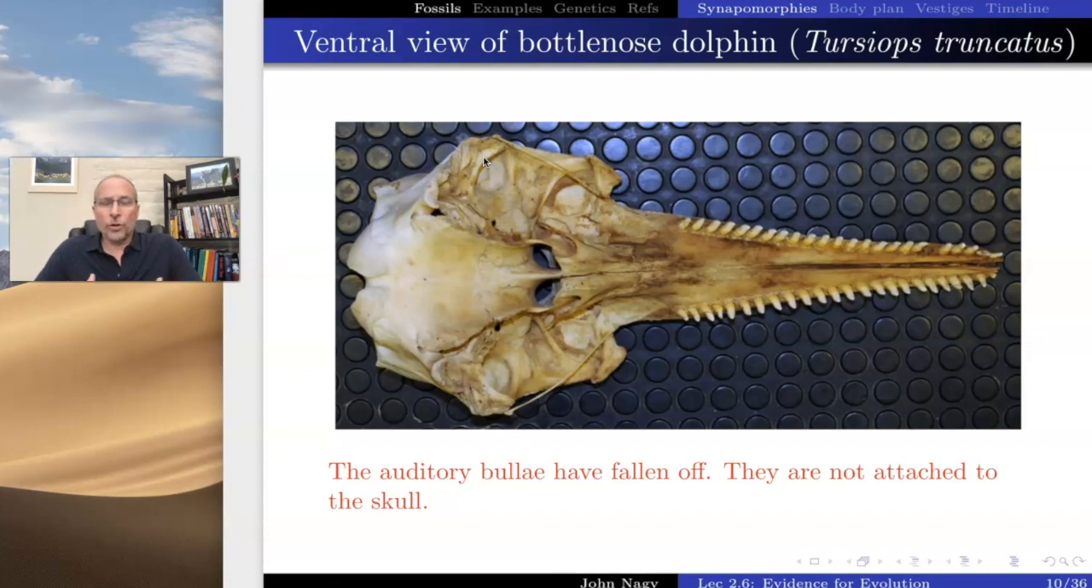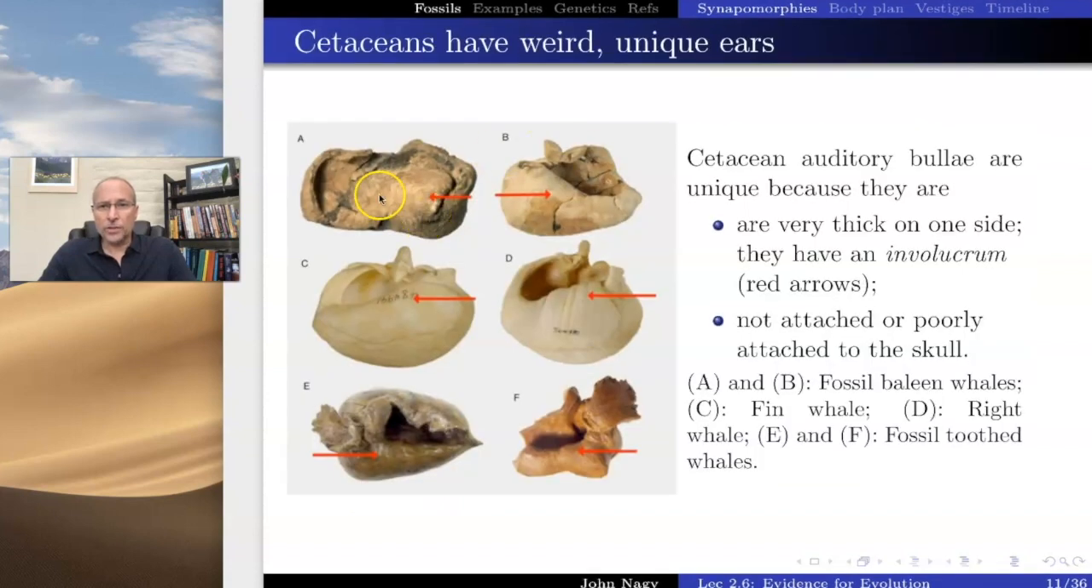Most of the modern whales and dolphins have auditory bullae with that involucrum, with that thickened side and folded side, but they also are detached from the skull. And that's what's interesting. Now, Ambulocetus and Indohyus, they were attached. They were still attached to the skull. But in this case, they fell off and they're detached. So this is a characteristic of cetaceans. They have these really, really thick ear bones that fall off.